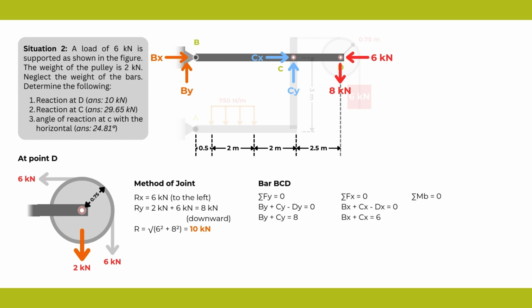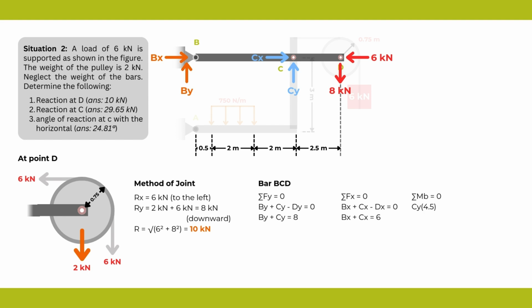And since along the axis of B yung i-take nating movement, vertical components lang yung need para dito. So moment of Cy is equal to Cy times yung distance niya from B, which is 2 plus 2 plus 0.5 equal to 4.5 meters.